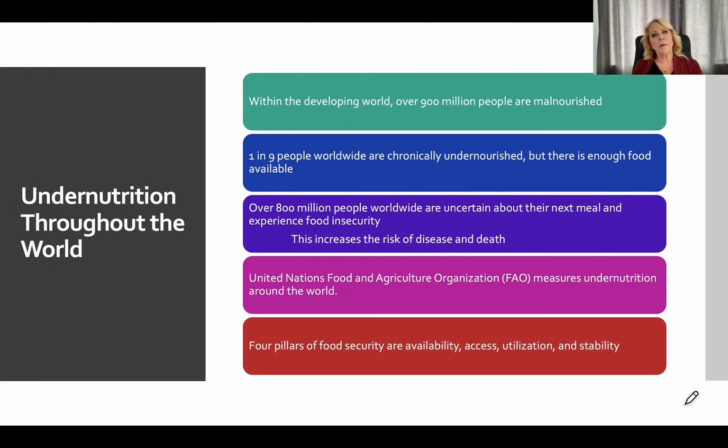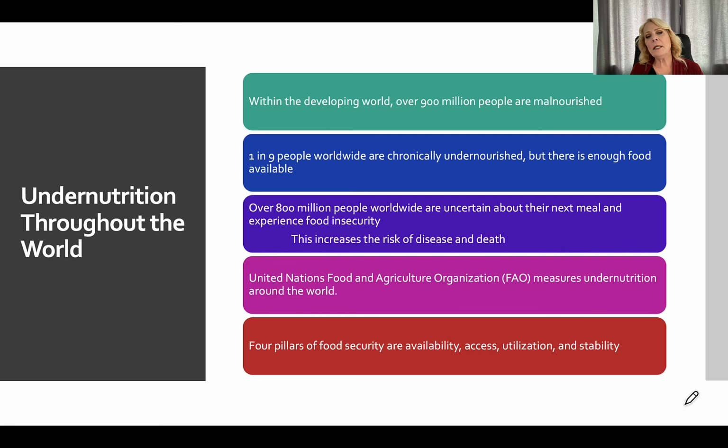So let's get from just the United States to this undernutrition throughout the world. There's about 900 million people who are malnourished in the world. And 1 in 9 people worldwide are chronically undernourished. They don't have enough food. And over 800 million people worldwide are uncertain about where their next meal is going to come from. They have tremendous food insecurities, which of course we've already talked about, increases the risk of disease, increases the risk of death.